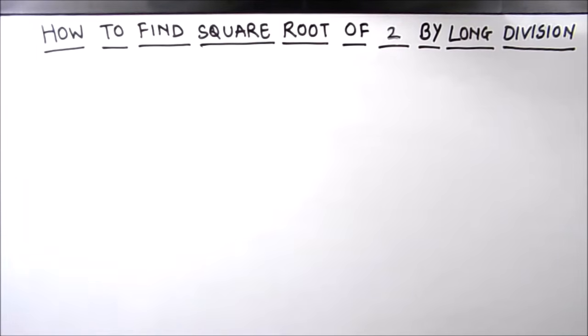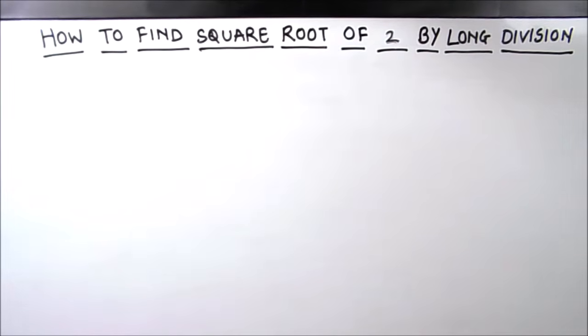Hello everyone, today in this video we are going to learn how to find the square root of 2 by the long division method. We are going to find the square root up to 2 decimal places. I have already covered how to find the square root of a perfect square by the prime factorization method. Here we are going to use the long division method for finding the square root of an imperfect square number, which is 2.